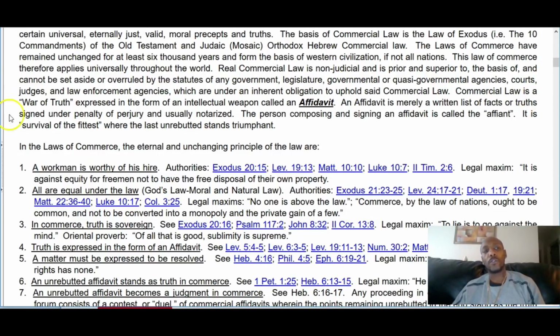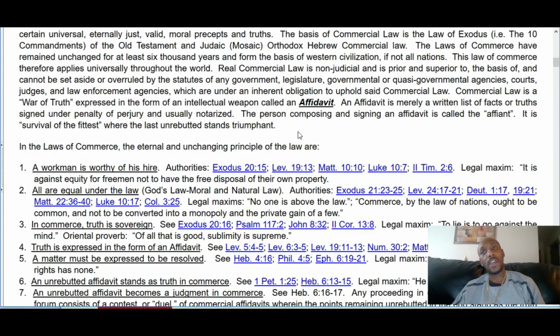Commercial law is a word of truth, or war of truth, expressed in the form of an intellectual weapon called an affidavit. An affidavit is merely a written list of facts or truths signed under penalty of perjury and usually notarized. This is why we utilize our affidavits.